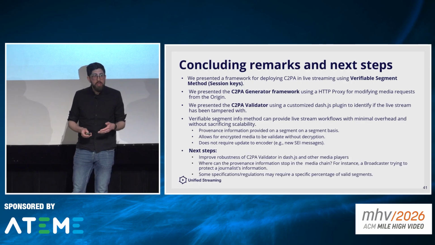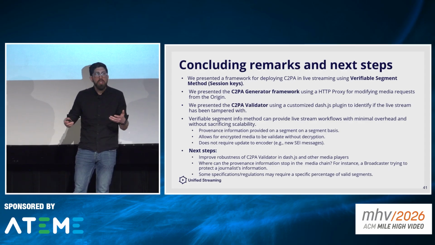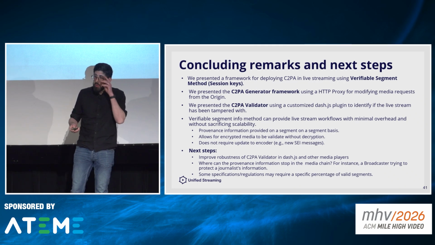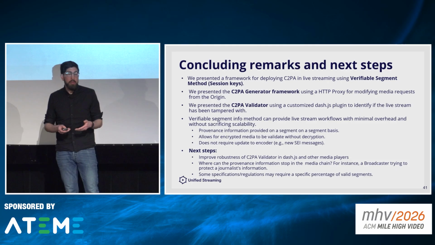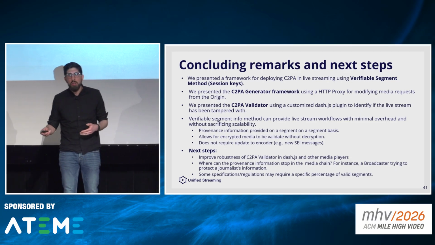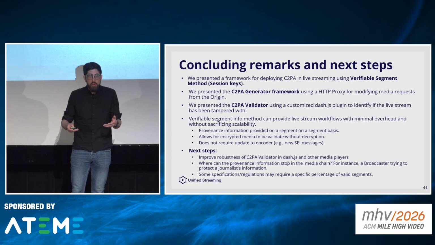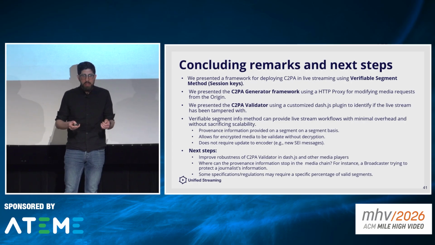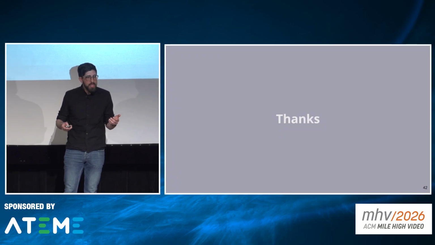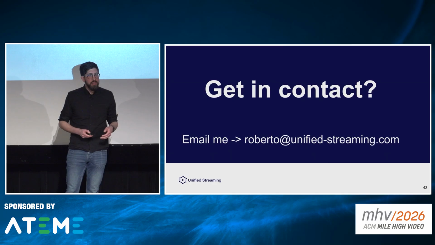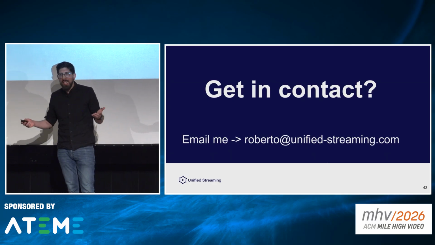Next steps are to improve robustness in the C2PA validator, in dash.js but also other players, and explore with the community what other solutions could be out there. It's also important to follow the specifications and regulations in Europe and the US about the percentage of validation of these segments, or even whether it's needed. So that's it, thanks.